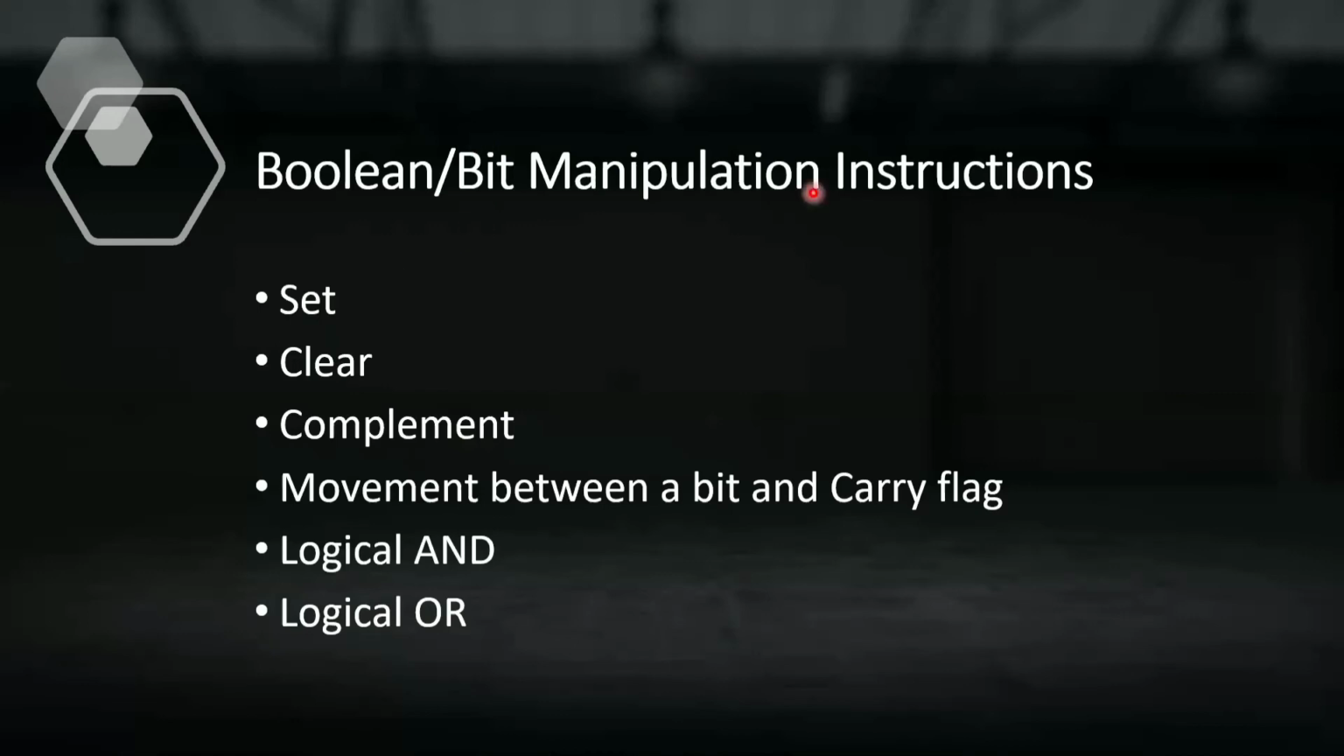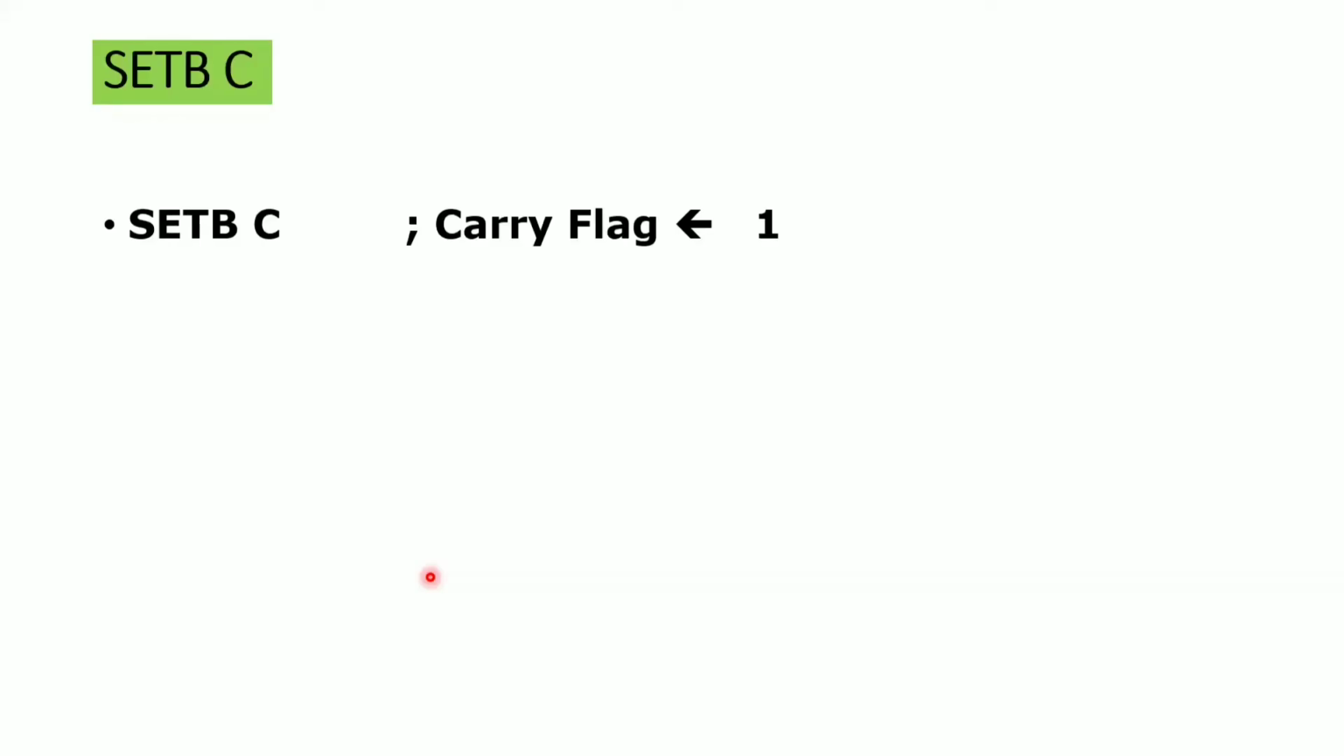And it is also called a Boolean instruction. What is meant by Boolean? Boolean means either true or false, which is 1 or 0. So bits are also called 1 or 0. That's why we are naming them Boolean or bit manipulation instructions. Now in these instructions, we need to see set, clear, complement, movement between bit and carry flag, logical AND and logical OR.